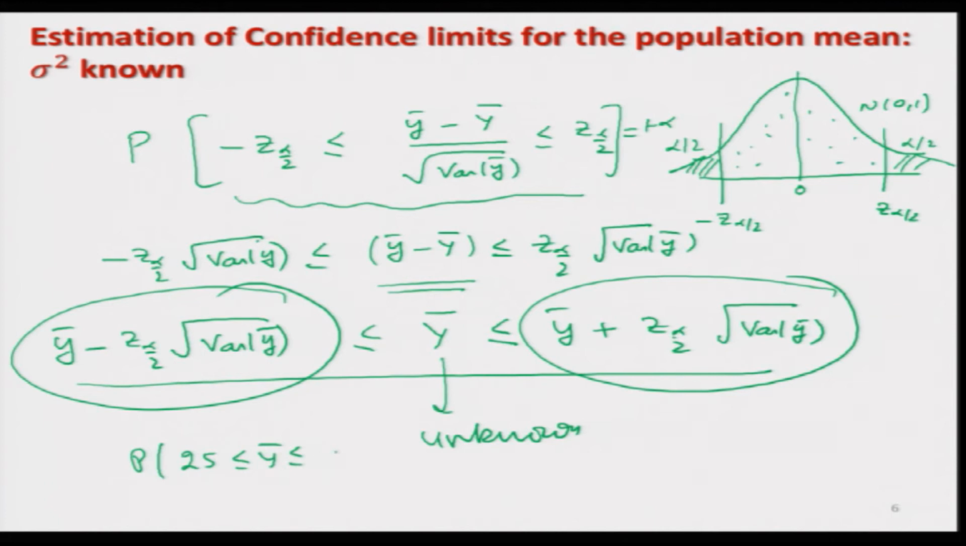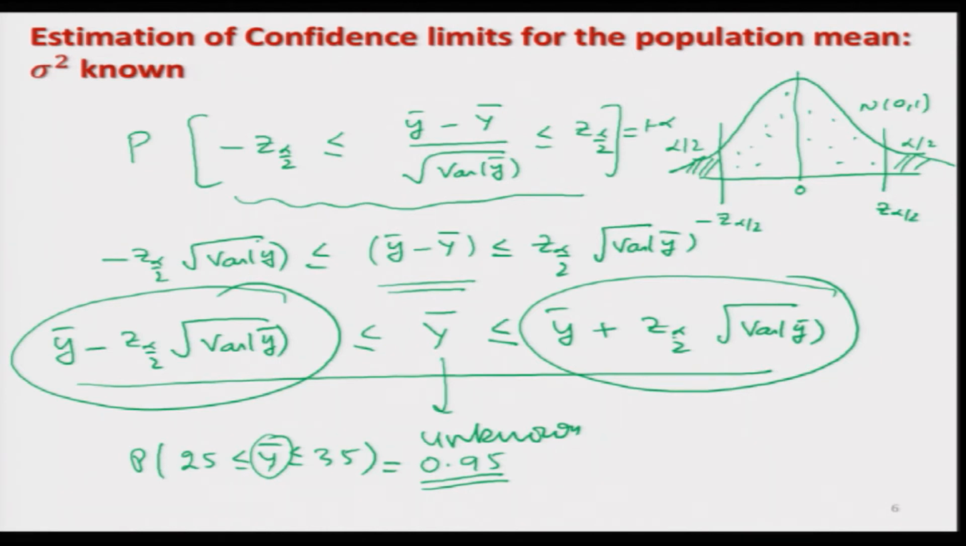For example, if I say the probability that Y bar lies between 25 and 35, that means you take 25 to 35 minutes in reaching from your home to your office or college, suppose this is 0.95. So, that means there are 95% chances that the estimated value of capital Y bar will be lying between 25 and 35. And you can choose different values of alpha and you can create different confidence intervals with different confidence coefficients, right.